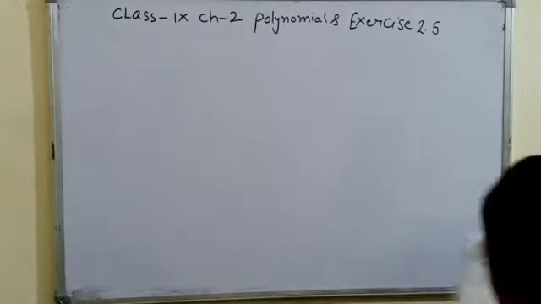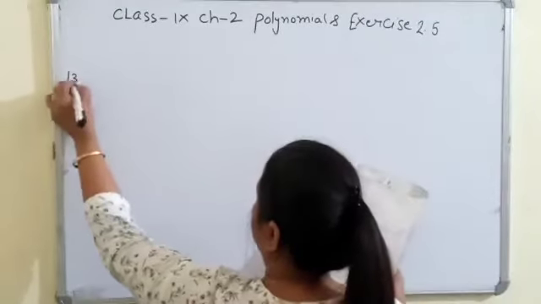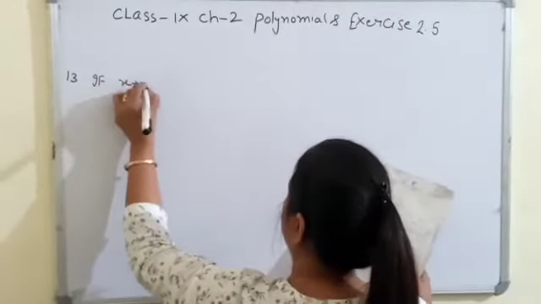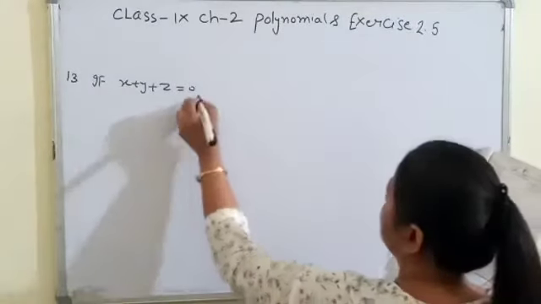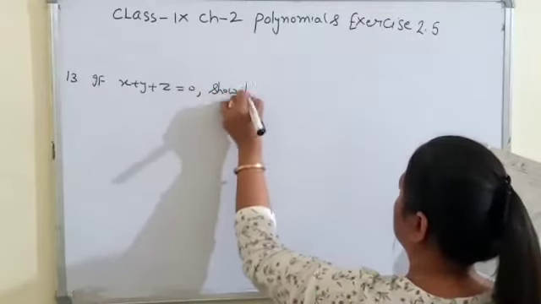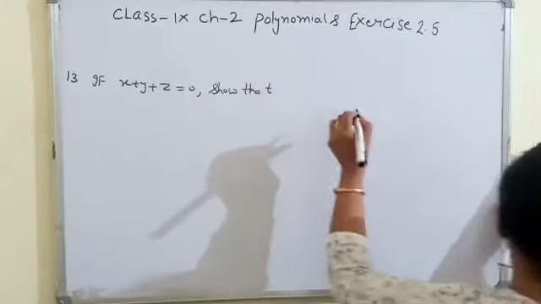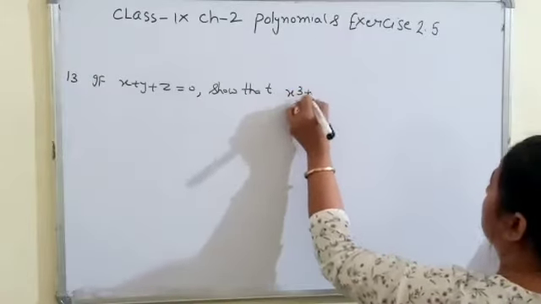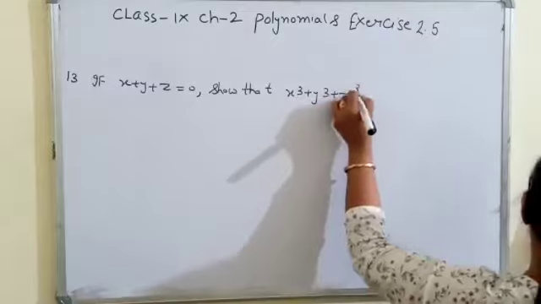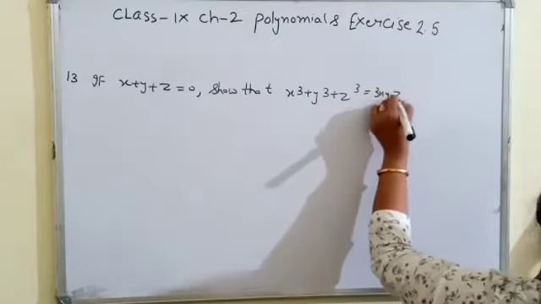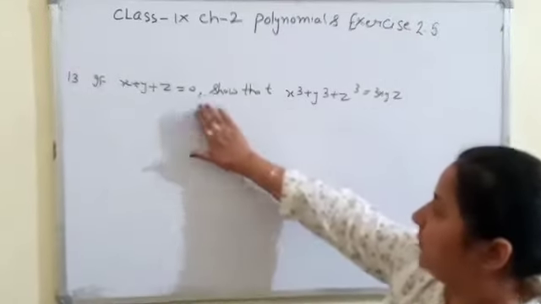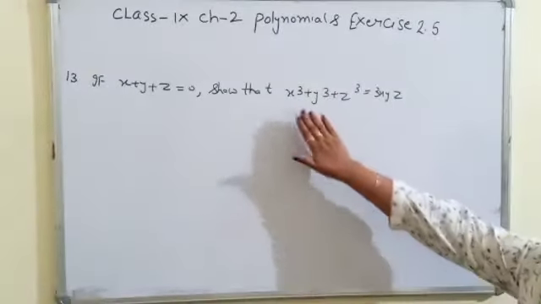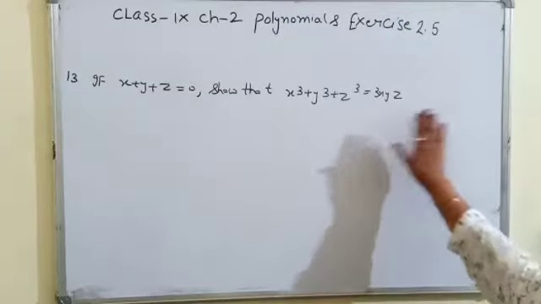Question number 13 is, if x plus y plus z is equal to 0, show that x cube plus y cube plus z cube equal to 3xyz. So x plus y plus z is equal to 0. We have to prove x cube plus y cube plus z cube equal to 3xyz.